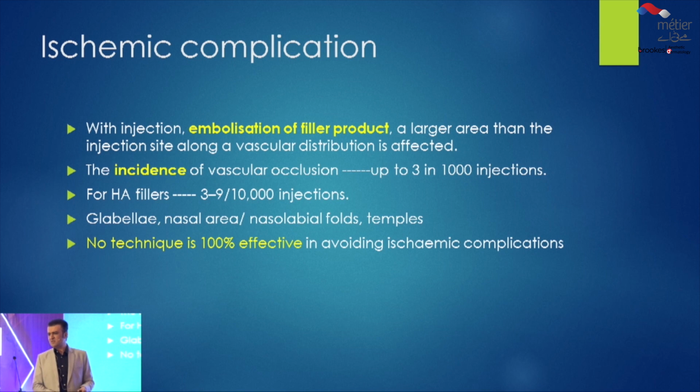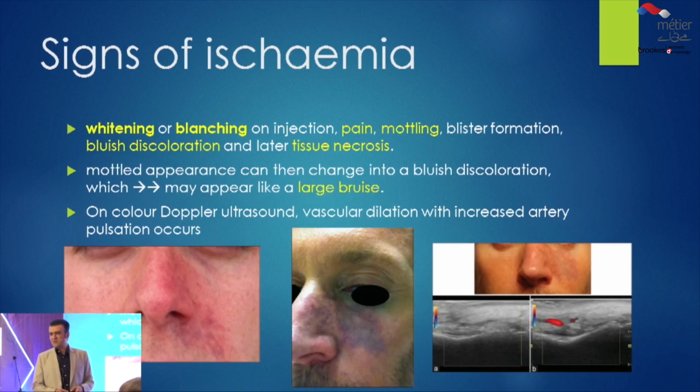Ischemic complications: after embolization, the damage might be more than the area you injected. You can check over here the signs of ischemia. What happens at first is the whitening, the blanching, the blue mottling that results into a larger bruise. You see it, and then what can you do? You can see the ultrasonic picture in this case. What has happened is the vessel just before the occlusion is more dilated. On ultrasound you can see it.